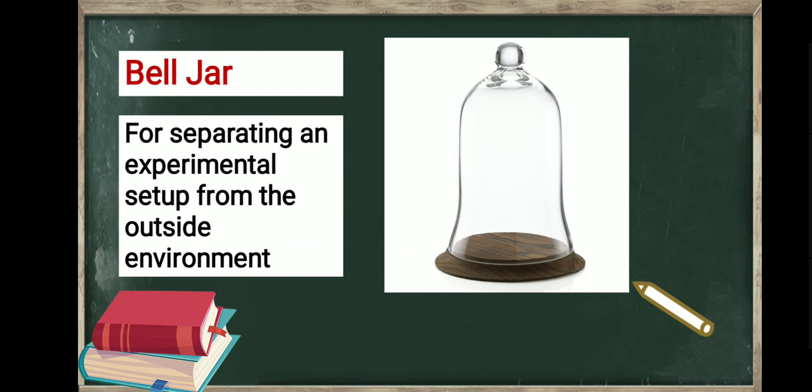Bell jar for separating an experimental setup from the outside environment. Sometimes our experiments are so important, the readings are so important, that minor environmental factors also affect our result. So for these experiments, we will take the bell jar and put our experimental setup, means the things that are related to our experiment, inside it, so that there is no connection of our experimental setup to the environment, and it will cause no error in the results.